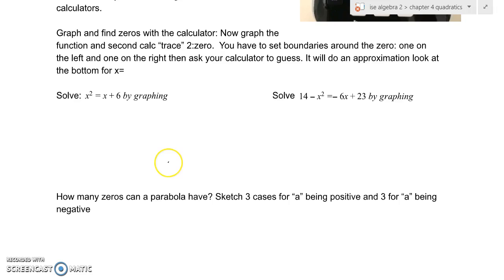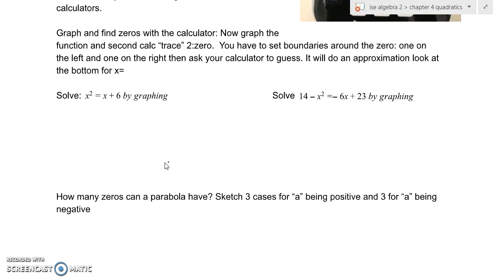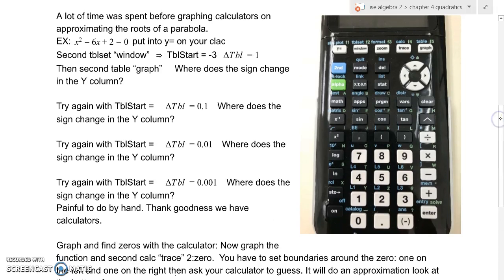So when we have x squared equals x plus 6, we have to take that and say, okay, we need it to equal 0. So we're going to subtract the x from both sides and subtract the 6 from both sides, so that in our calculator we can change the 0 to y. So we're putting in y equals x squared minus x minus 6 into our y equals. So punch that in real quick for me.